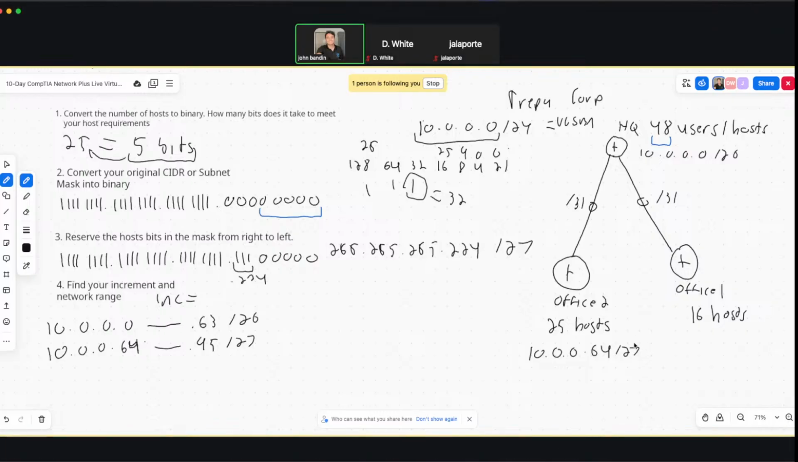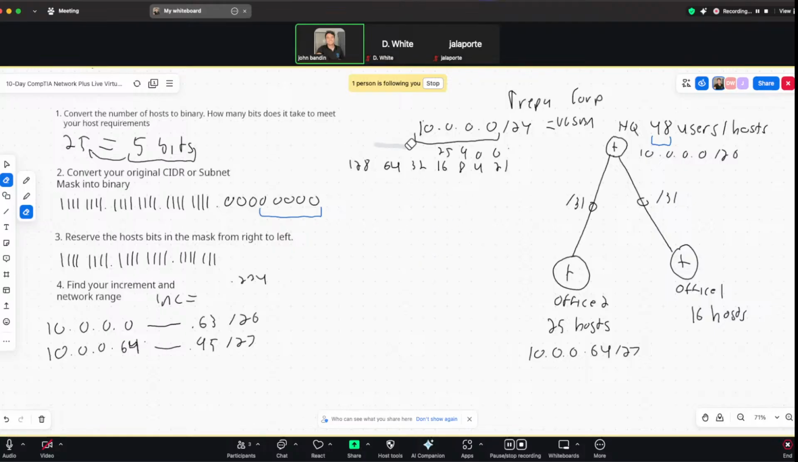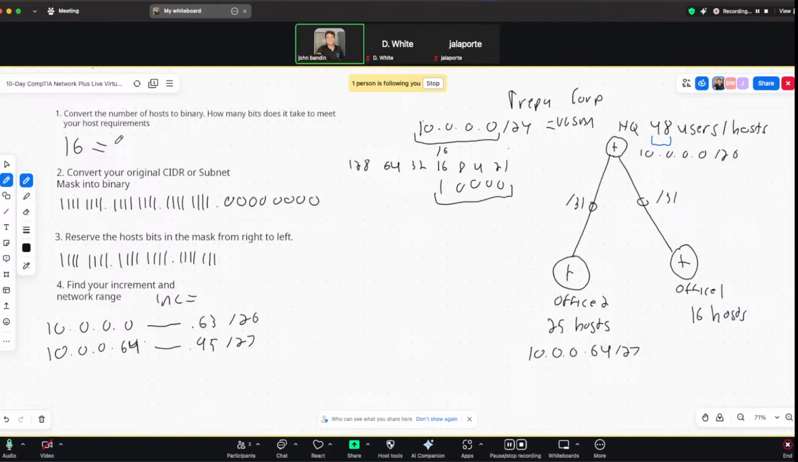Okay. We're going to do this one more time for Office 1. Alrighty, I'm going to leave this here. So Office 1 has 16 hosts. So we need to find out how many bits it's going to take to get to 16 hosts. We start right here. 16 is greater than or equal to 16. So that's 1. We can stop right there. How many bits is it going to take to get to the number 16? It takes 5 bits.